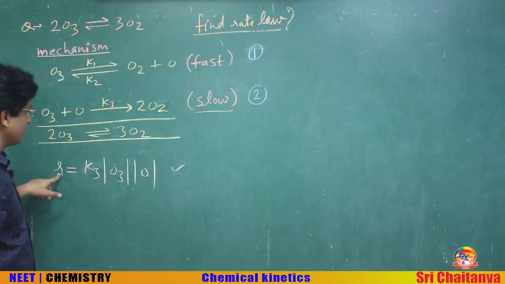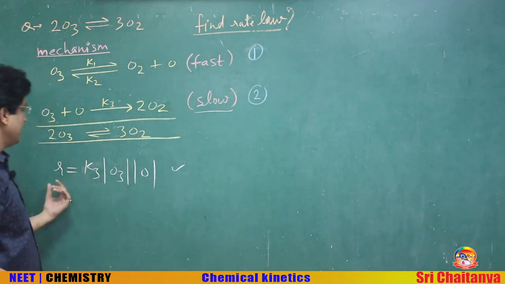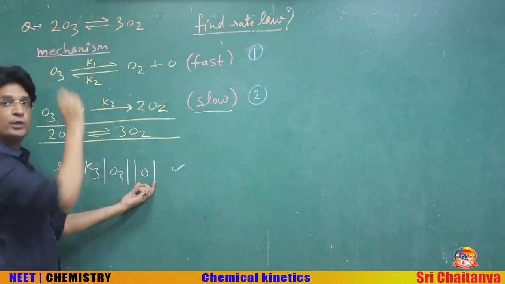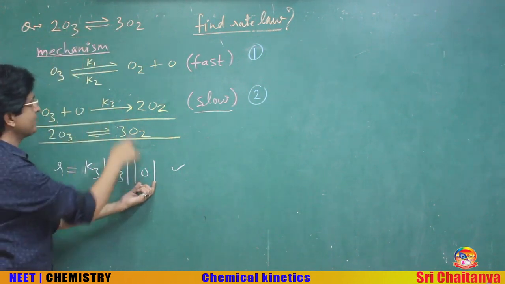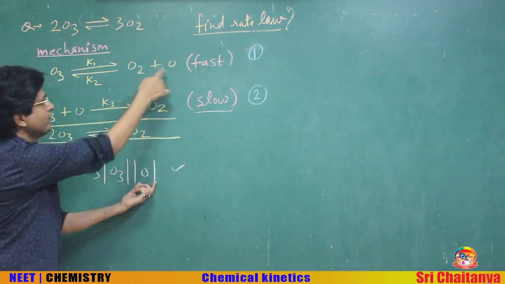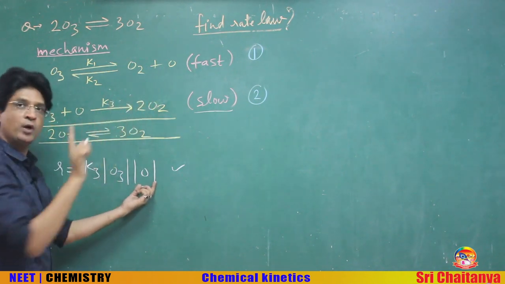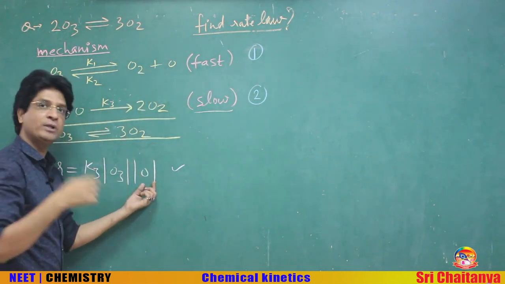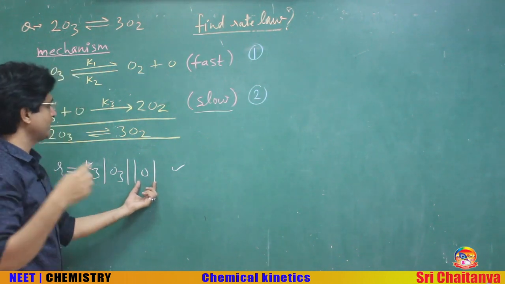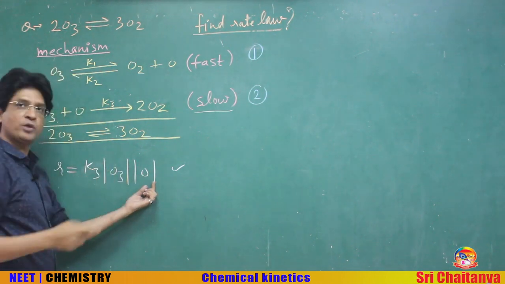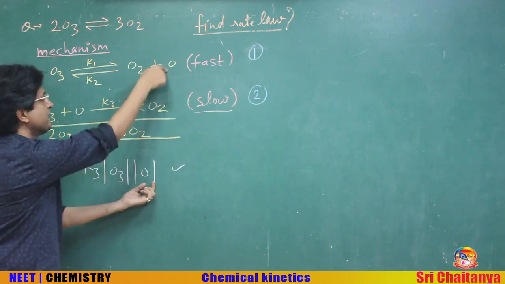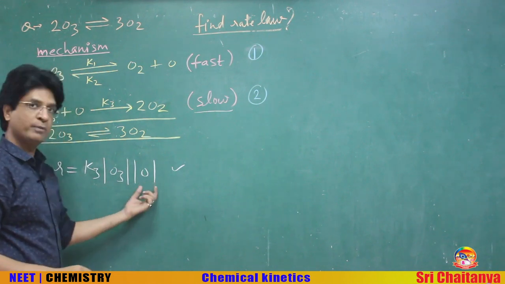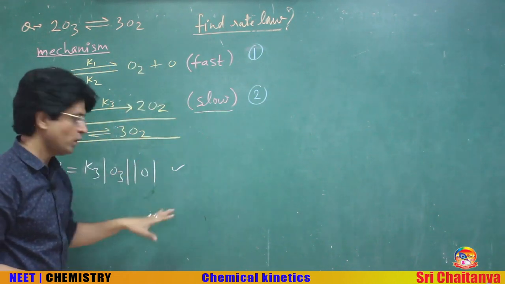But see, this rate law is useless for me, the reason being it contains a term called O. This O is not part of the original equation, the final equation. O is the intermediate. It is formed during the course of reaction and it is consumed before the end of reaction. The problem with intermediates is that I will never be able to calculate the concentration of the intermediate with certainty, because they are consumed within the course of reaction.